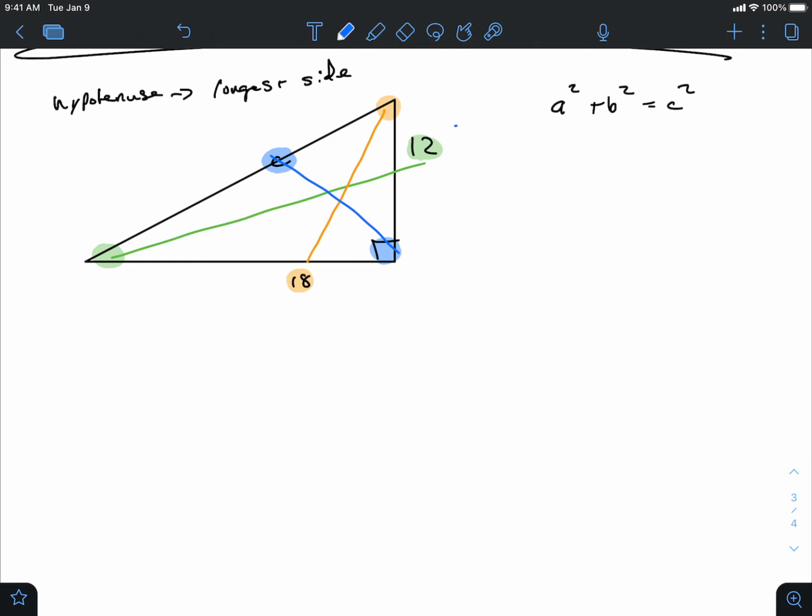smaller than 12 for c, I mean. When I do the Pythagorean theorem, should I get an answer that's smaller than 12? No. Should I get an answer that's smaller than 18? No, it has to be bigger than your biggest side length. So it has to be bigger than 18.